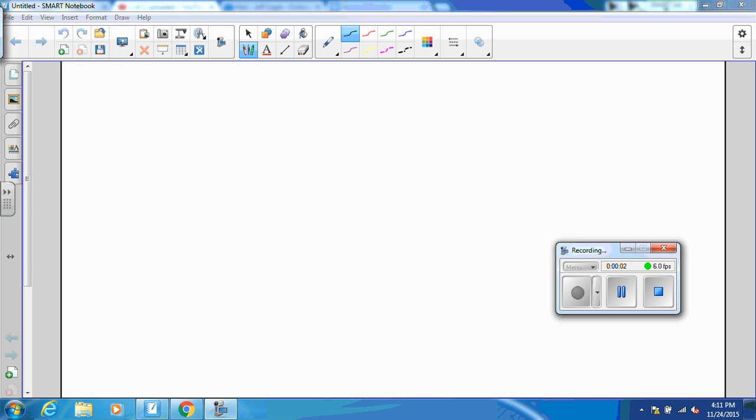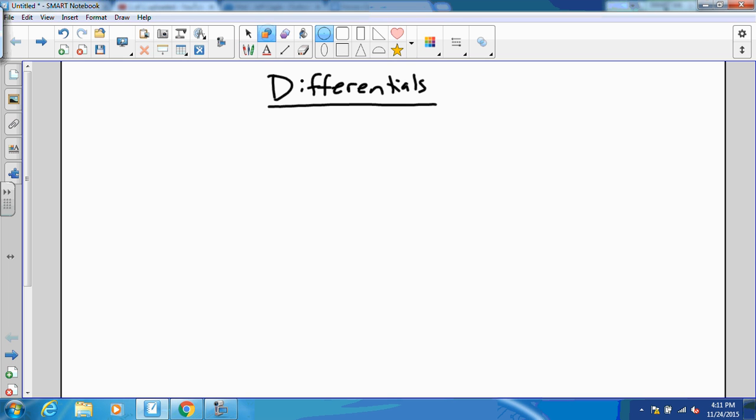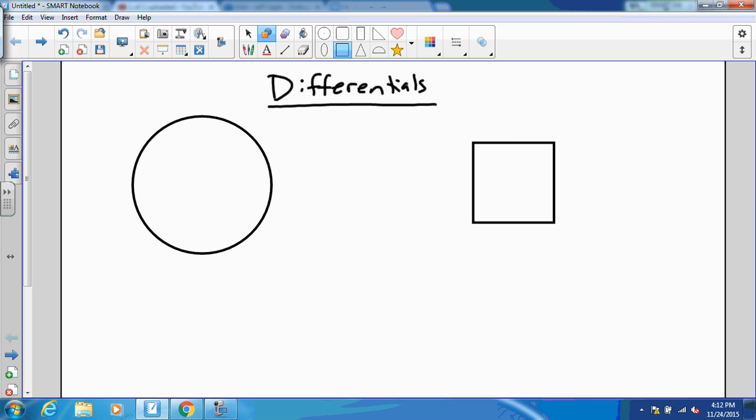Howdy. I'd like to talk to you a little bit today about how differentials can be used in physical sciences to estimate quantities efficiently. And to get there, I'd like to consider two shapes that you're familiar with. One of them is a circle, and the other is a cube.